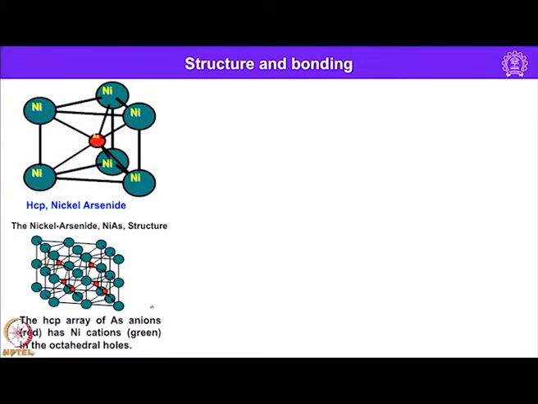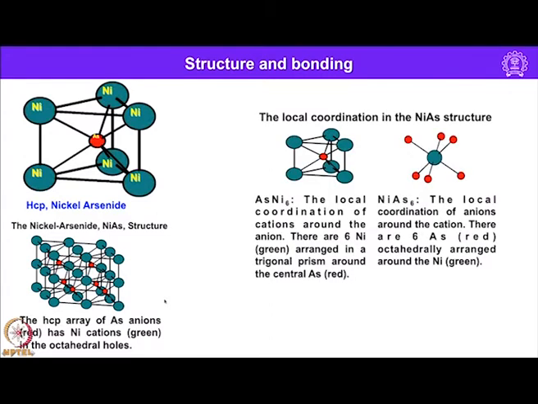So, you can see here the nickel arsenide structure, and in the lattice this is how the arrangement of nickel and arsenide ions is shown here. The local coordination of the cation around the anion is shown in this one. In the first one, there are 6 nickel atoms arranged in a trigonal prism around the central arsenic. And here, the local coordination of anions around the nickel cation is shown. It is octahedrally surrounded by 6 arsenide ions. So, both are hexacoordinated.